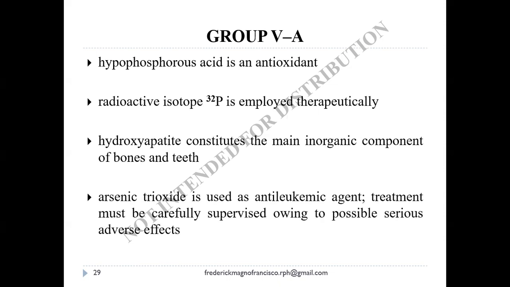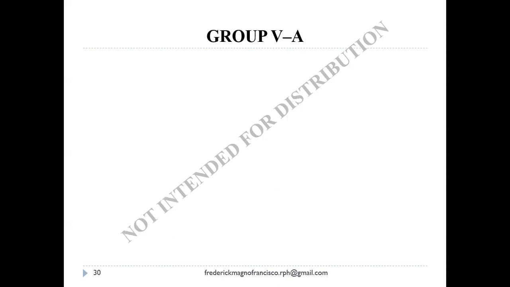Arsenic trioxide is used as an anti-leukemic agent. There is an available arsenic trioxide injection at 1 mg per ml concentration that is used to treat promyelocytic leukemia. The treatment must be carefully supervised owing to possible serious adverse effects that include electrocardiogram abnormalities. Sodium arsenate As-74 is used as a diagnostic aid.